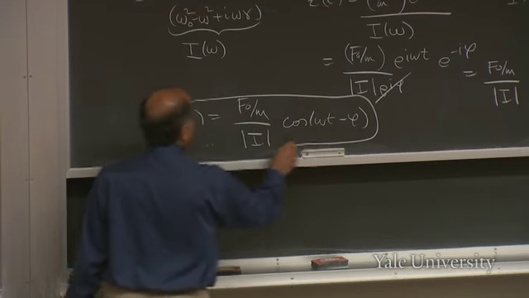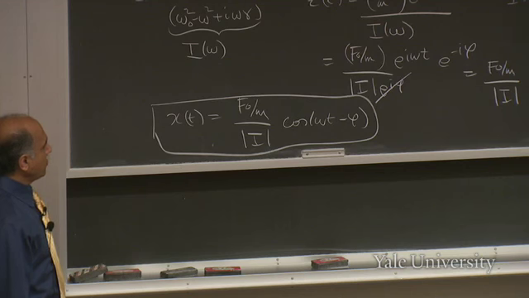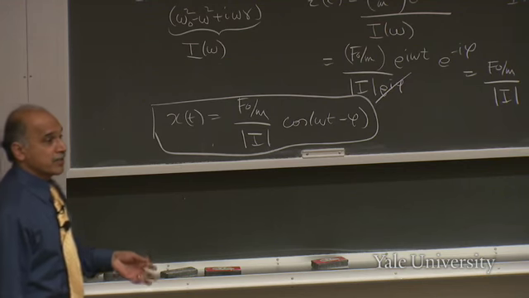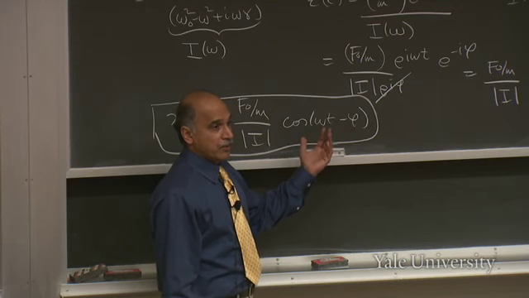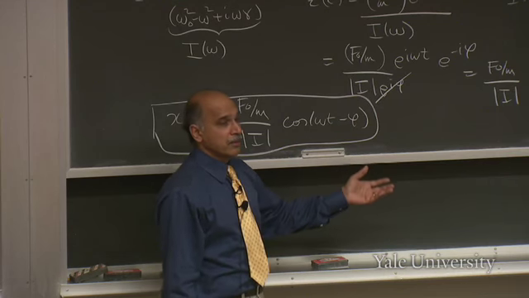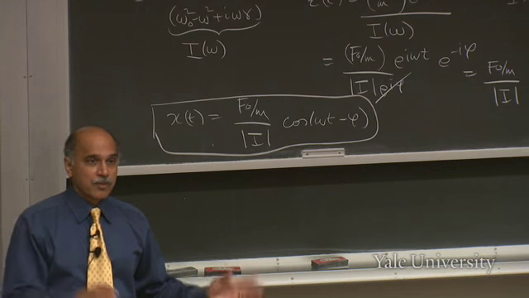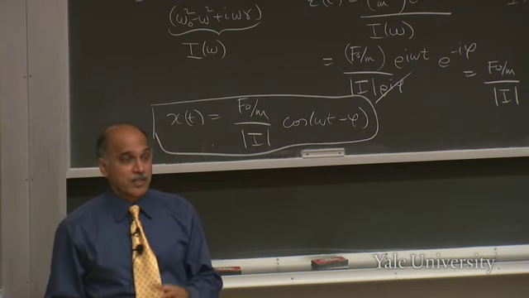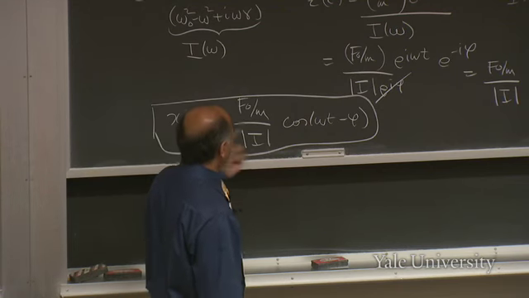Why did we go through the whole business of complex numbers? We went there because the answer is not a cosine and it's not a sine. cos(ωt − φ), if you know your trigonometry, is cos ωt cos φ minus sin ωt sin φ. So it's got some cos ωt, it's got some sin ωt, and that's why it's hard to guess that answer. But if you go through complex numbers, it comes out very easily.